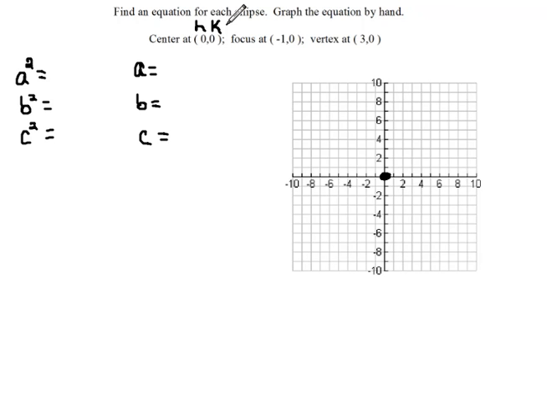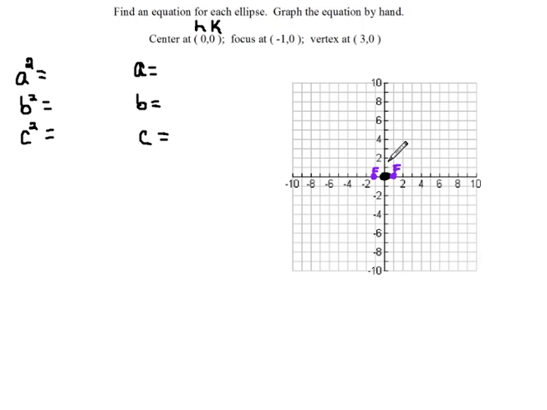They've also told us that we have a focus at the point -1, 0. Okay, so -1, 0, this is a focus right here. All right. Because of symmetry, we're also going to have another focal point on the other side that's the exact same distance away from the center.